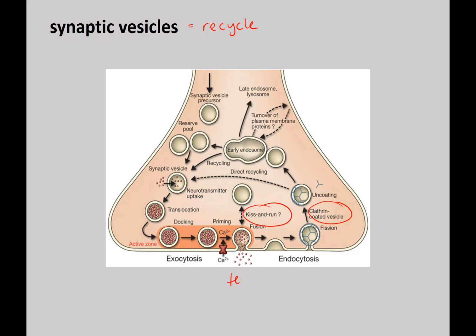So kiss and run is just a temporary fusion of the vesicle. So it releases some neurotransmitters, it reforms and recycles. Or if it's gone all the way through exocytosis and added to the membrane, then clathrin can form an endocytic vesicle and recycle the membrane right now. So this is called compensatory, or compensating, how about that, endocytosis.